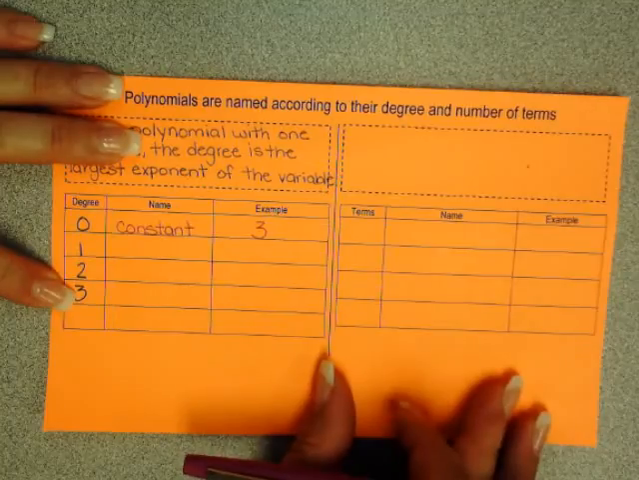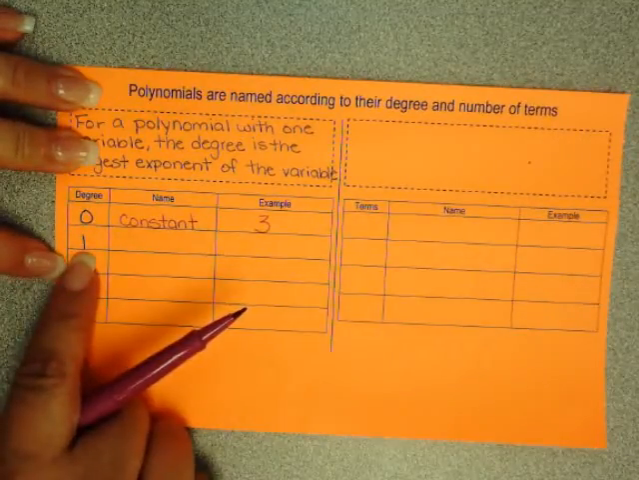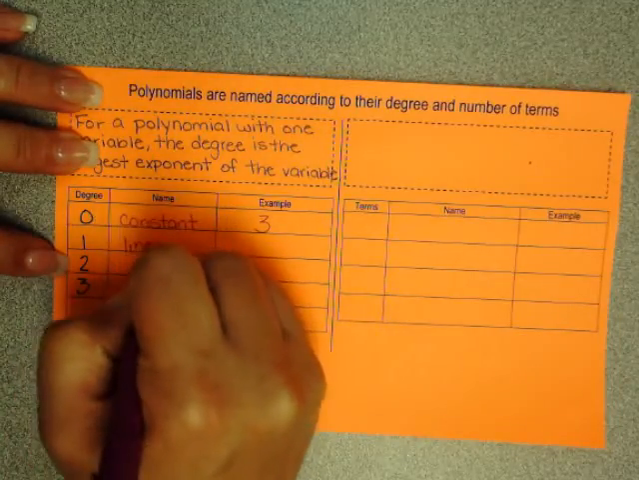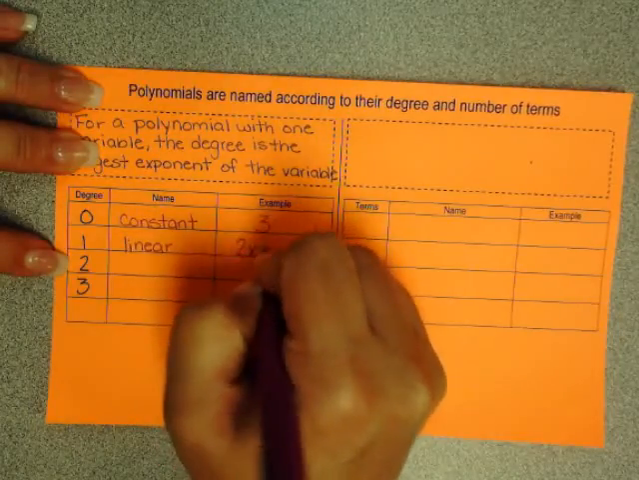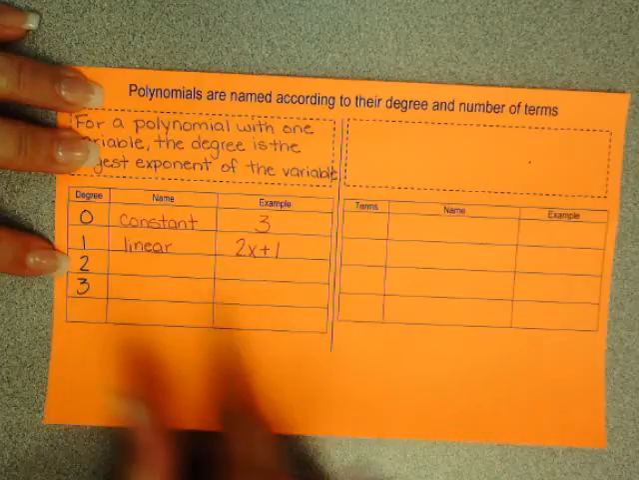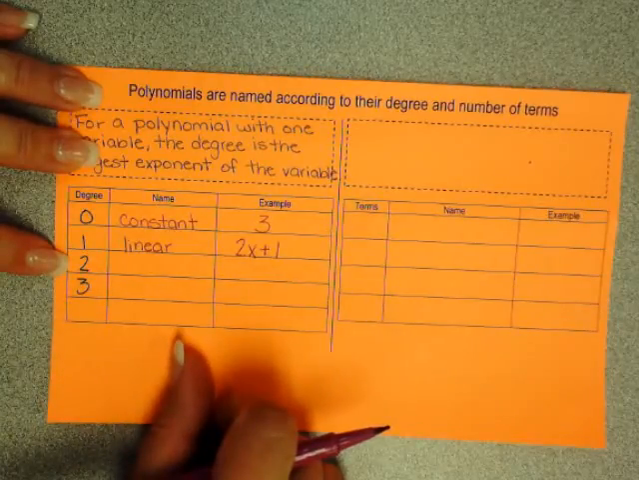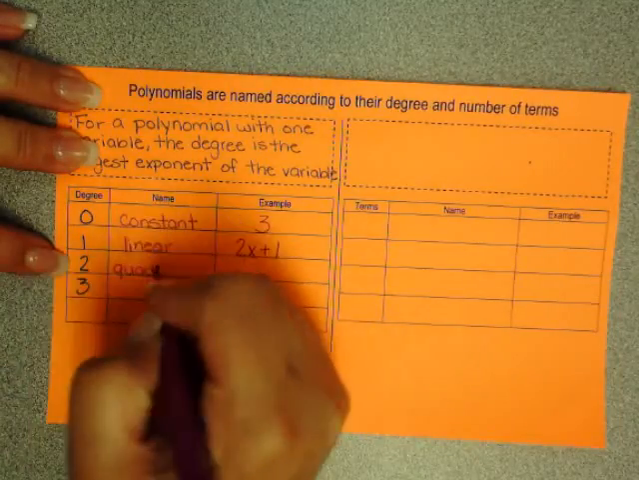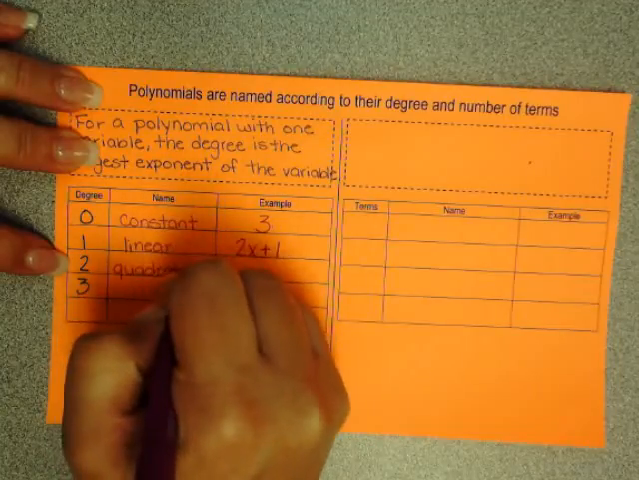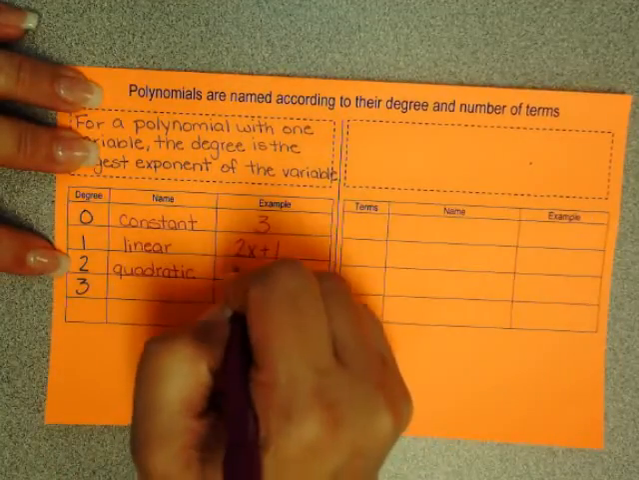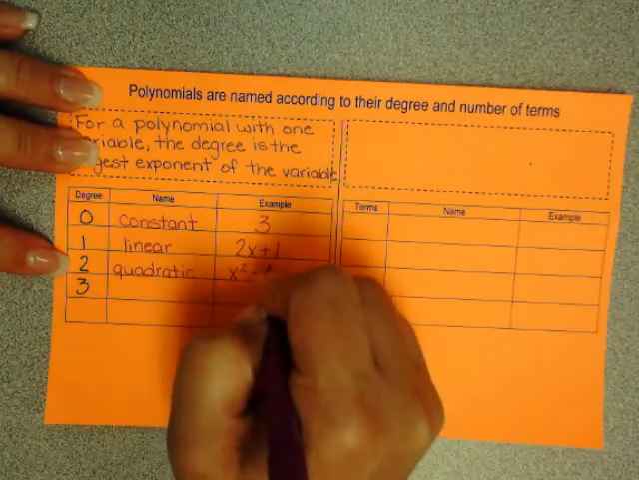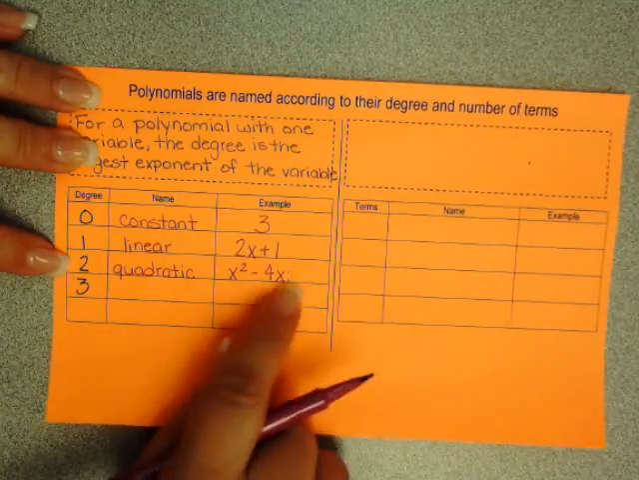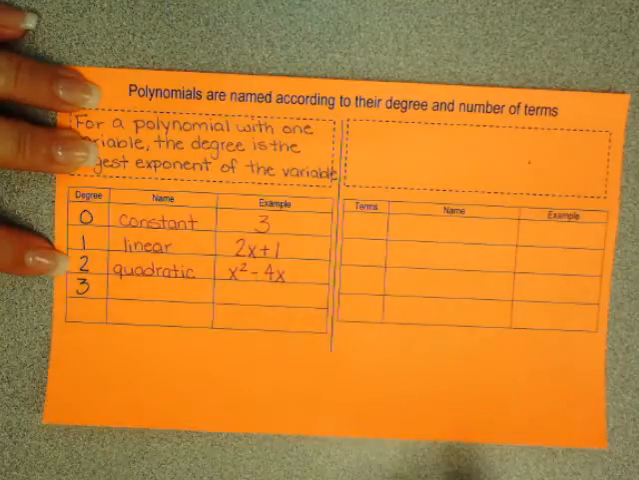Now, if we have something to the first power, that means the largest exponent of our variable is 1. We call that linear, and that would look something like 2x plus 1. Those are just examples. Of course, there's multiple examples I can give. Degree of 2 means that we have a quadratic. We have something like x squared minus 4x. Our largest exponent is 2. And we have other exponents, but that's the largest one.